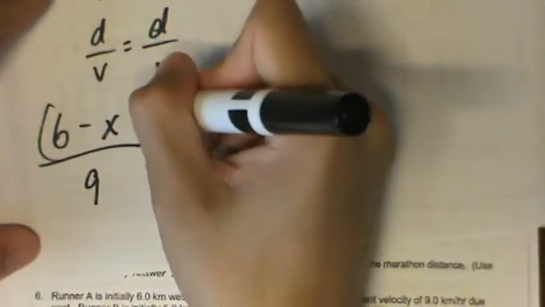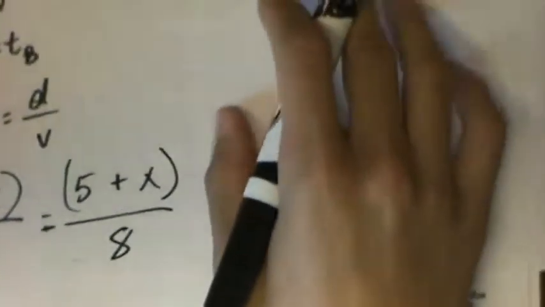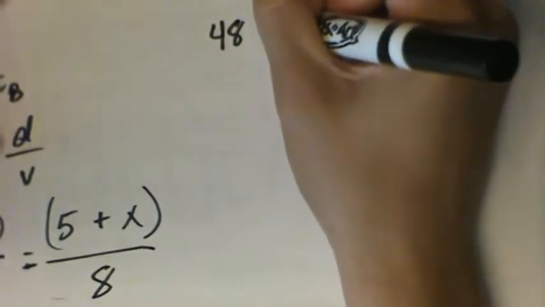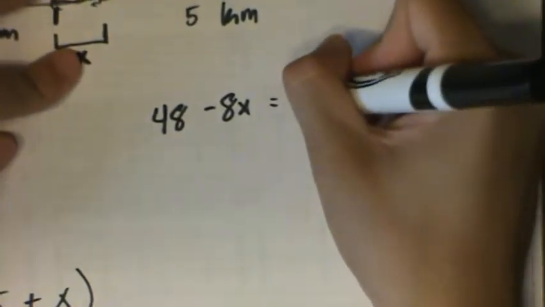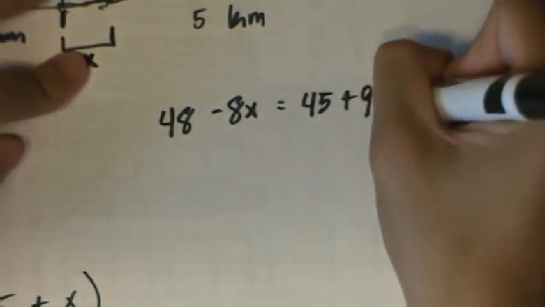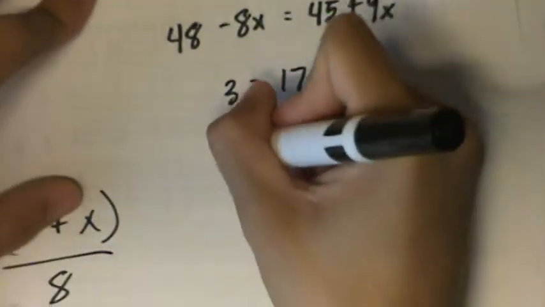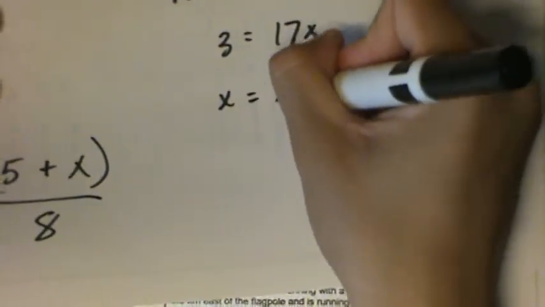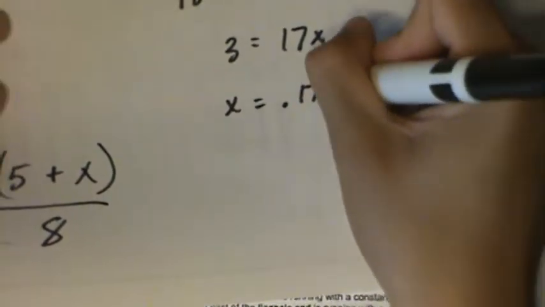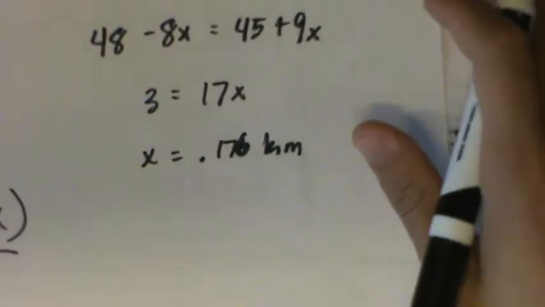So now you can just cross multiply, which gives you ultimately 48 minus 8x equal to 45 plus 9x, which gives you 3 equals 17x, and x, the displacement from the flagpole, is going to be approximately 0.176 kilometers. We determined that would be west of the flagpole. So that is question 6.